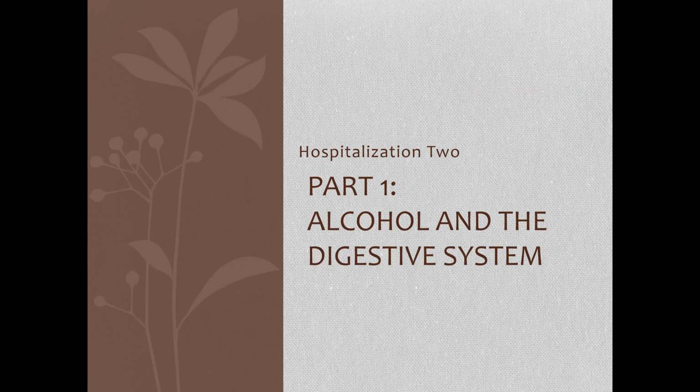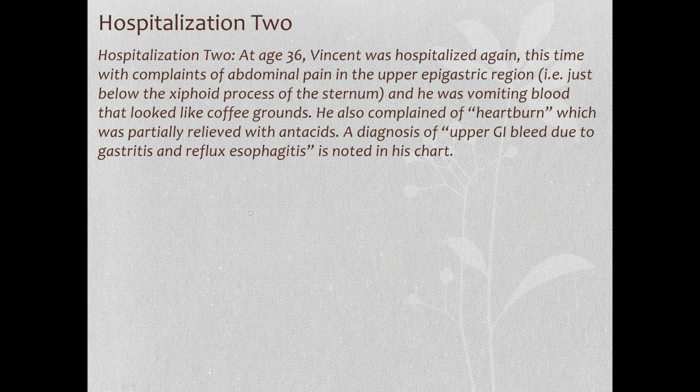So we're still in part 1, but now we're going to look at hospitalization number 2. So at age 36, Vincent was hospitalized again, this time with complaints of abdominal pain in the upper epigastric region, which is just below the xiphoid process of the sternum. And he was vomiting blood that looked like coffee grounds. He also complained of heartburn, which was partially relieved with antacids. A diagnosis of upper GI bleed due to gastritis and reflux esophagitis is noted in his chart.